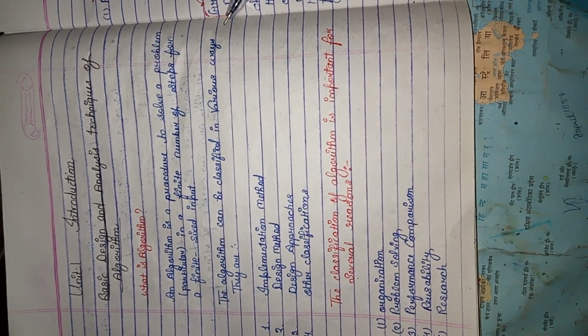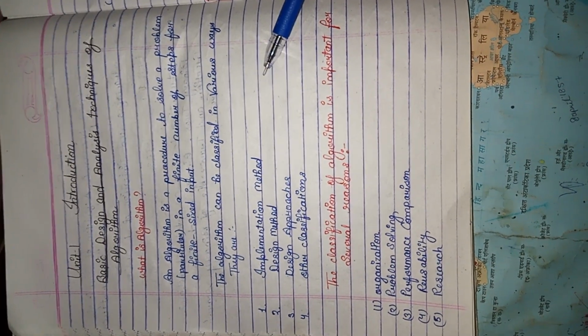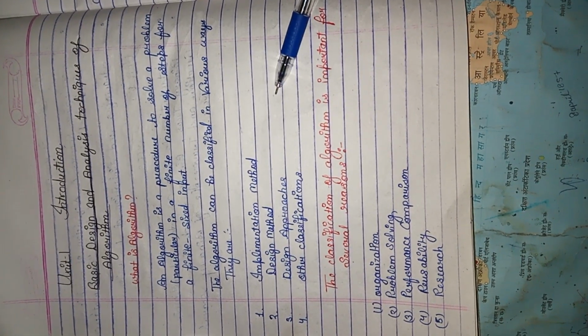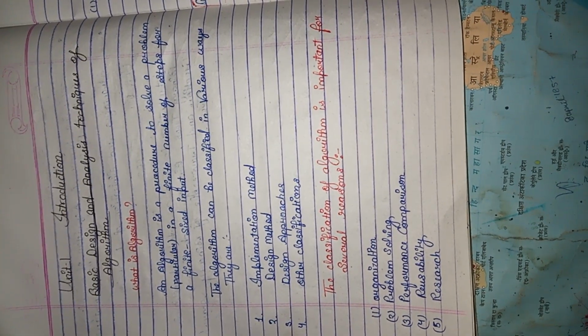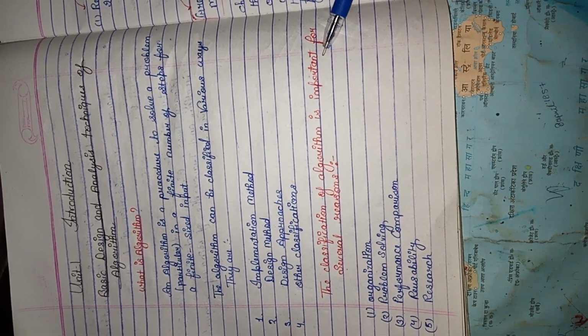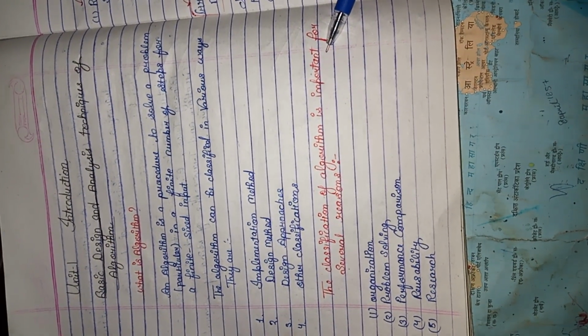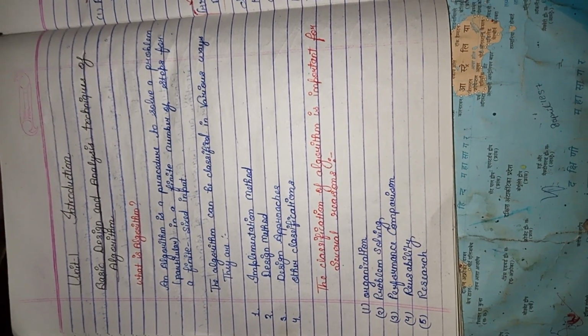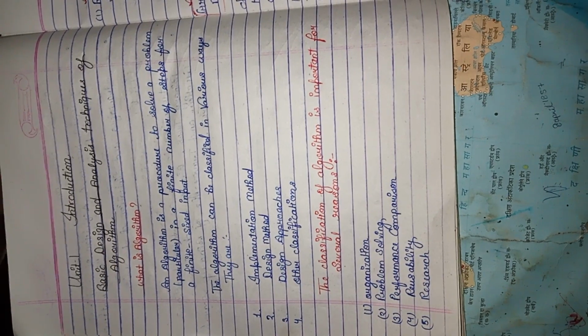What are the various ways? So there were four various ways: implementation method, design approaches, and other classifications include many other methods. The classification of algorithm is important for several reasons. Now we have to know what is important to classify the algorithms.